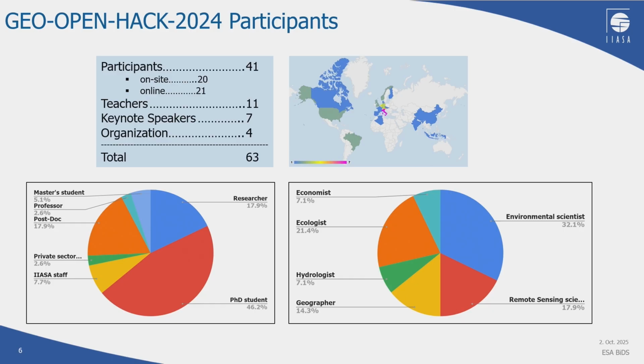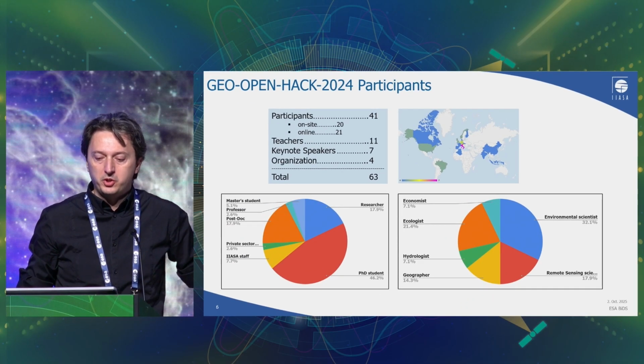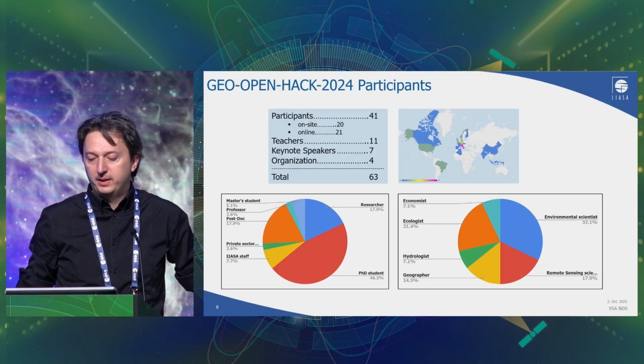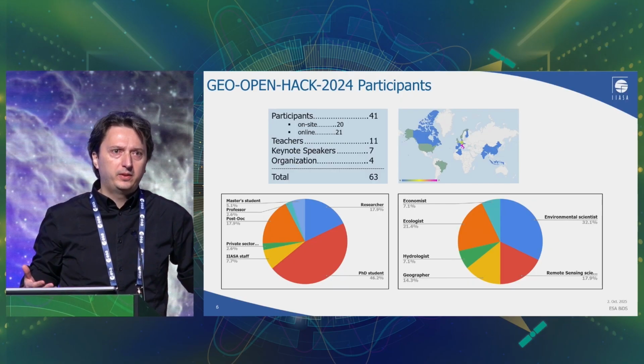This is about the participants. So we had about 41 participants, 20 on-site, 21 online. In total, 63 persons were involved, including keynote speakers and teachers. And the participants were mostly coming from Europe, though we had good world coverage. About the profile of the participants, they are mostly natural scientists or environmental scientists, ecologists, geographers. Every 5th person had a technical background.